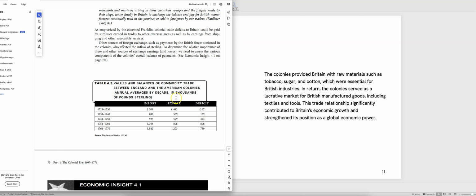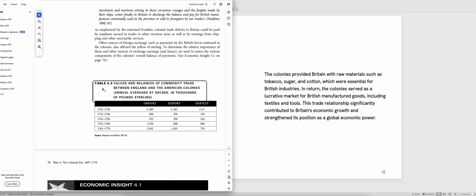So this right here, table 4.3 on page 69, that right there is your ticking time bomb. That's leading to the American Revolution. But it's also not a very fair table. Now, unfortunately, I'm not Shepard and Walton. I don't have the data, and I'd be curious to see what it is.